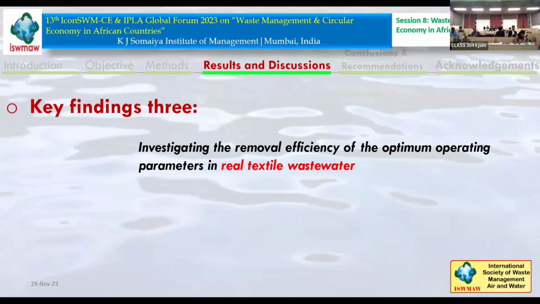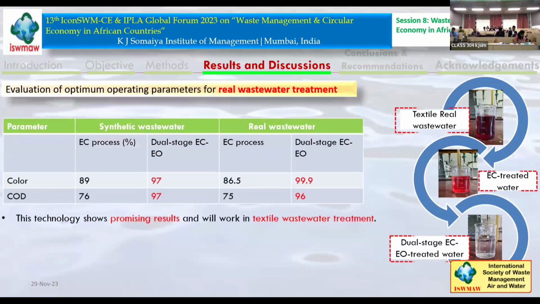The other finding is to evaluate the optimal operating condition for real textile industry wastewater. As you can see, using synthetic wastewater and real wastewater shows that there is an insignificant difference in removal efficiency. From this, we can conclude that this technology shows a promising result, and it can also work for textile wastewater treatment.